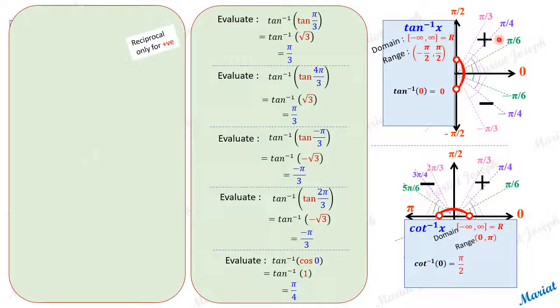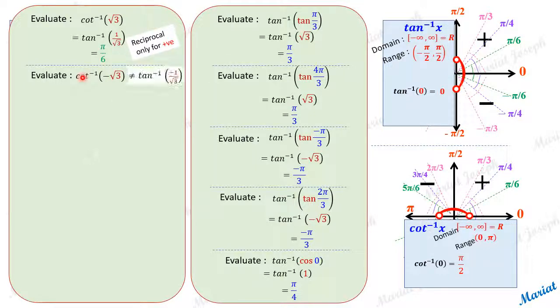That's it. Again, evaluate cot inverse of root 3. How do we get cot inverse of root 3? Cot inverse of root 3 is tan inverse of 1 by root 3, only when the value taken is positive. If it is negative, it will not associate with the tan inverse function. The reason is simple. Tan inverse negative is taken from the fourth quadrant, and cot inverse negative is taken from the second quadrant, where you have to do the pi minus theta form. So, tan inverse 1 by root 3 is pi by 6.